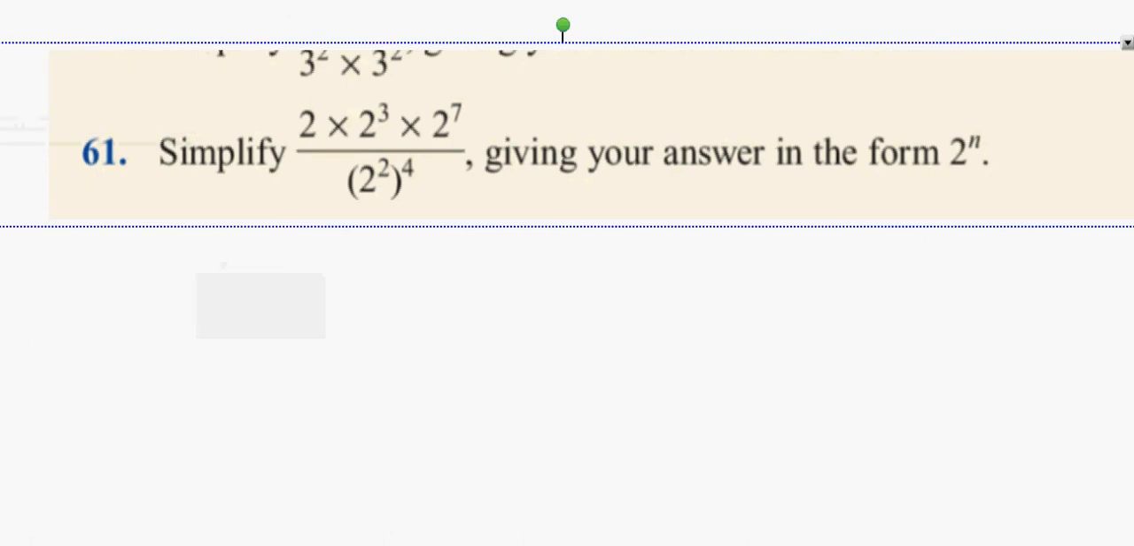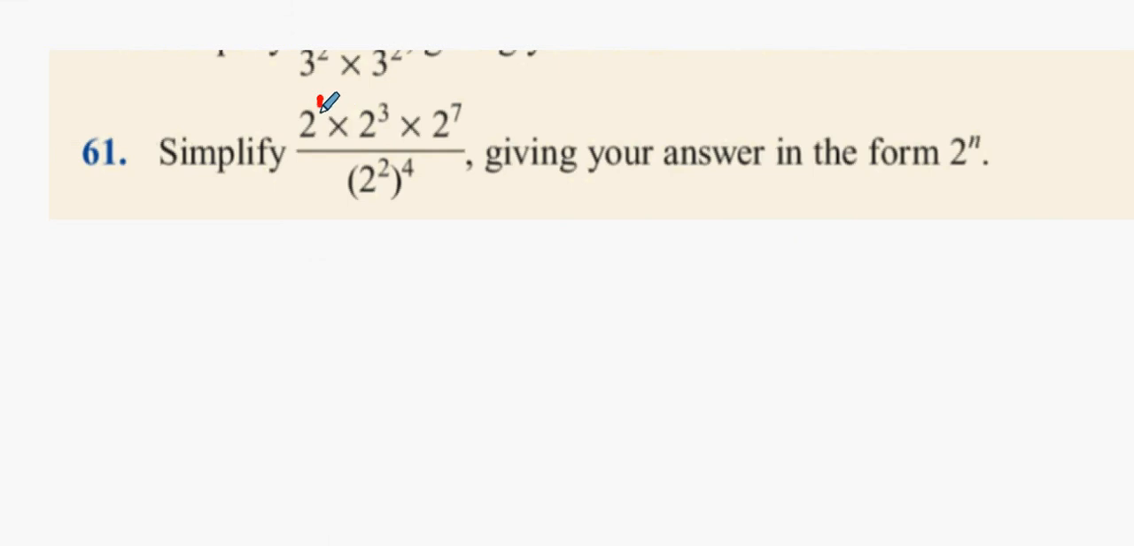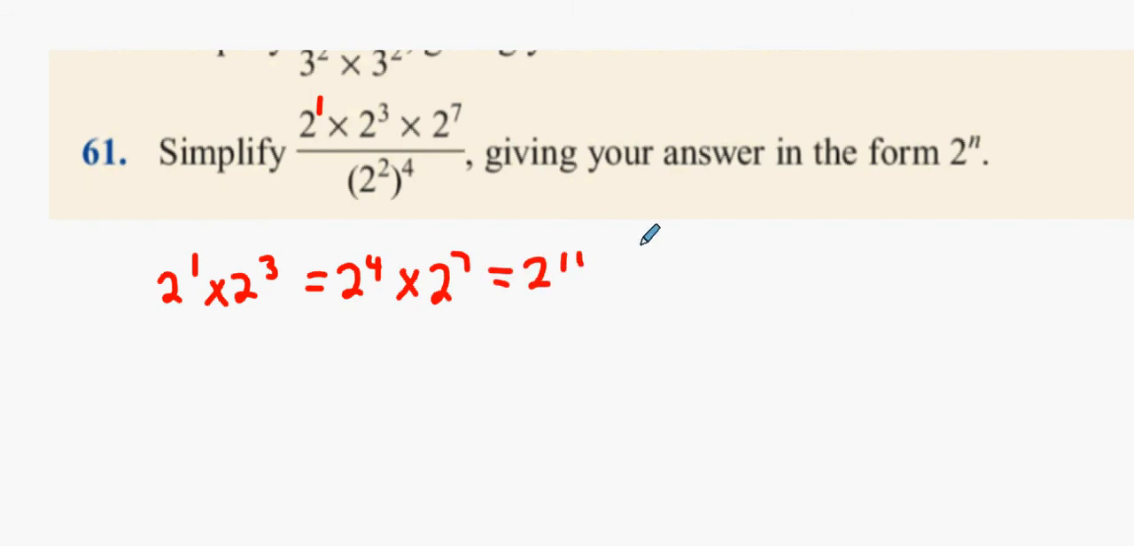Guys, get this. On the top, I'm just going to keep an eye on the top part. I have 2 to the power 1 by 2 to the power 3, which we all know is 2 to the power of 4. 2 to the power 4 multiplied by 2 to the power 7? 2 to the power 11. I clearly have 2 to the power 11 on the top. On the bottom, I have 1 big number and 2 powers. So what does that mean? It does mean 2 to the power of 8.